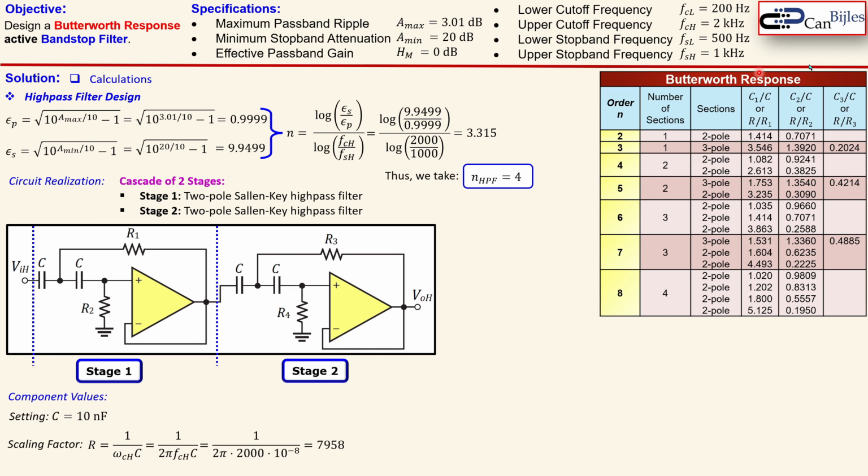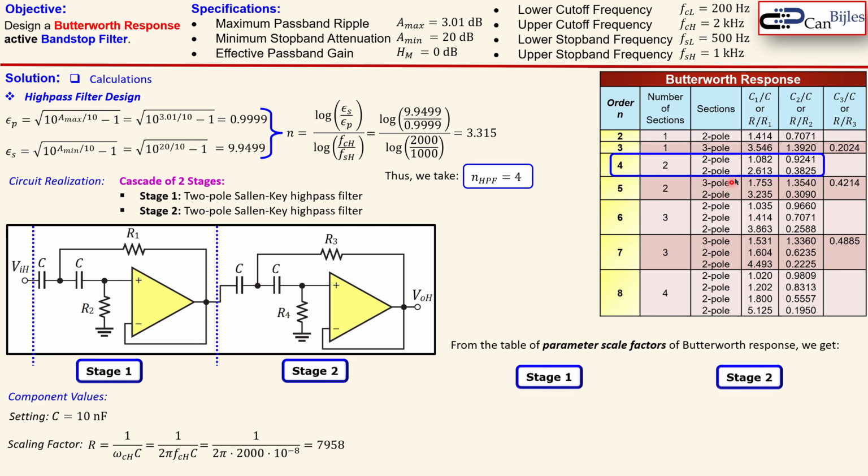And for that, we need to bring up our Butterworth response table. Since we design a high-pass filter, we need to look at the row with the ratios of the resistors and our scaling factor R. Now, this is the row we need to use. This is the fourth order. You see also here the two-pole section and another two-pole section and their associated parameters.